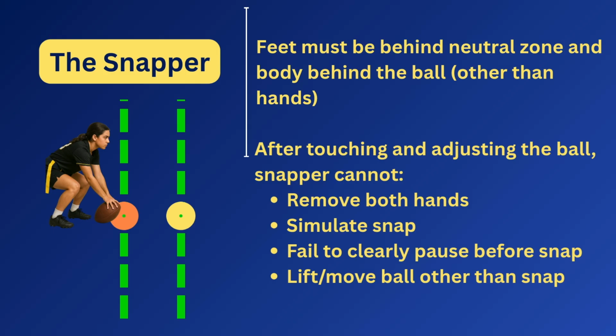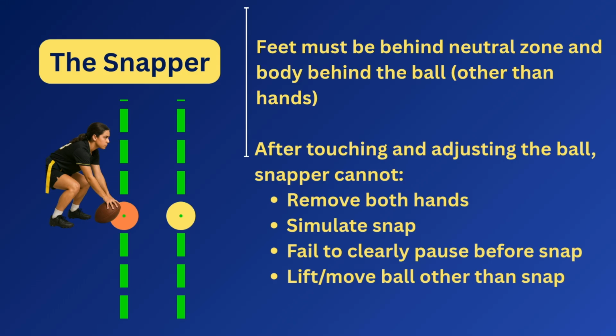Now that snapper can snap from in between their legs, from the side. It doesn't matter, but they do need to have their feet behind the neutral zone and the body behind the ball. So the only thing that they can have in front of the ball is their hands, and essentially, their entire body, other than potentially a hand on top of the ball, needs to be behind that orange puck.